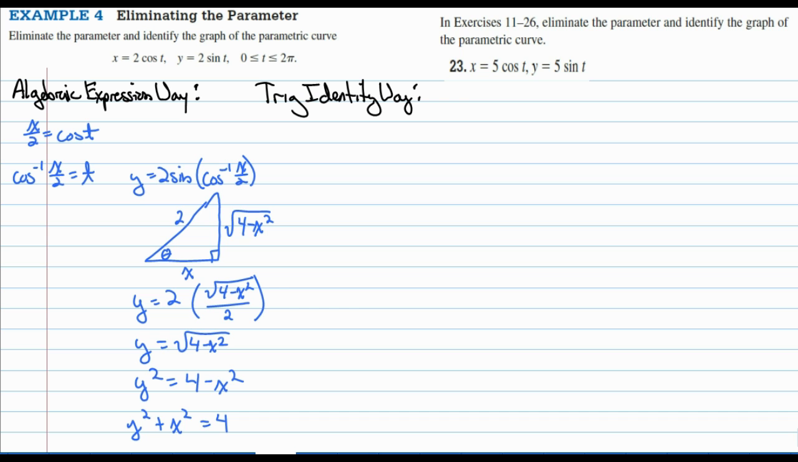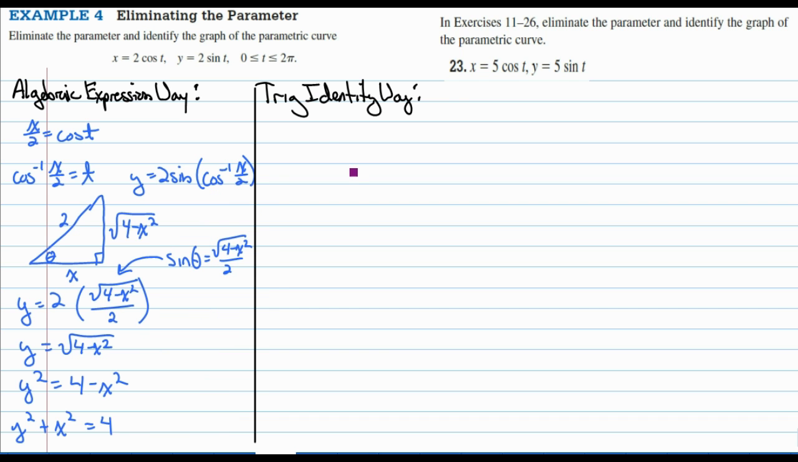So the trig identity way is much faster. First thing I'm going to do is square both sides of each parameter. The horizontal parameter is going to be x squared equals 4 cosine squared t. The vertical parameter is going to be y squared equals 4 sine squared t. Now I'm going to add the two together. On the left I'll have x squared plus y squared, which looks familiar, and on the right it's going to be 4 cosine squared t plus 4 sine squared t.